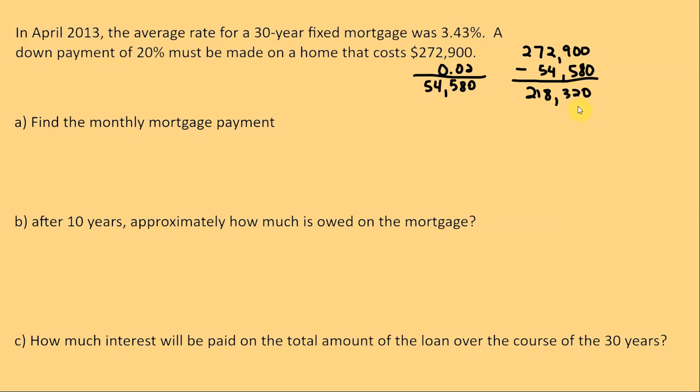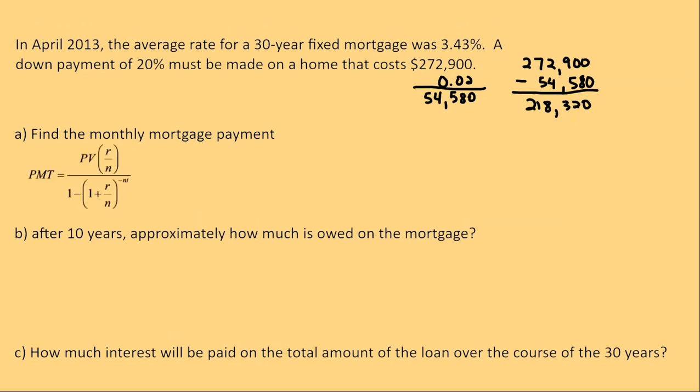So to find the payment, we're going to use this formula that we just talked about. We're looking for the monthly mortgage payment, and that's going to equal the present value, which is the $218,320, times the rate divided by the number of payments per year. So the rate is 3.43%. Change that to a decimal, we get 0.0343.